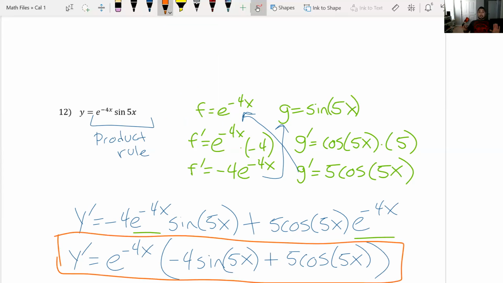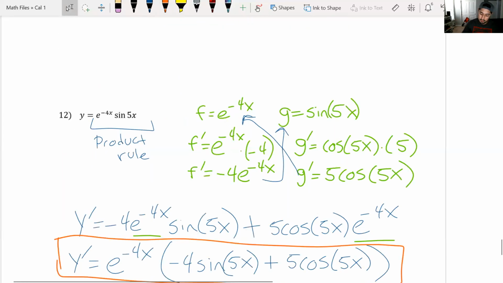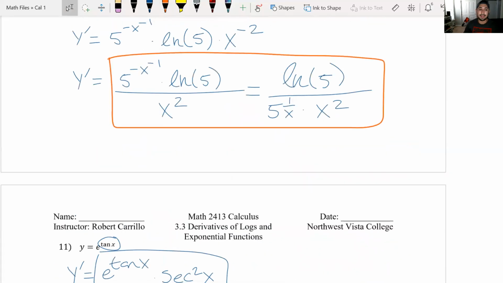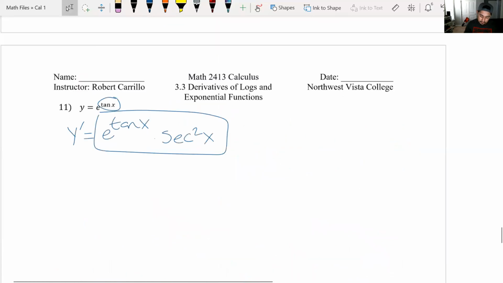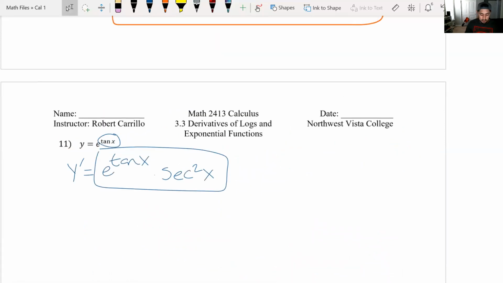There it is. That is logarithmic and exponential differentiation. Remember that logs save lives. Okay? Logs save lives.